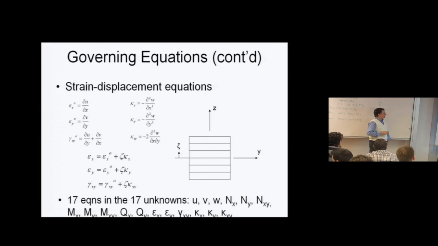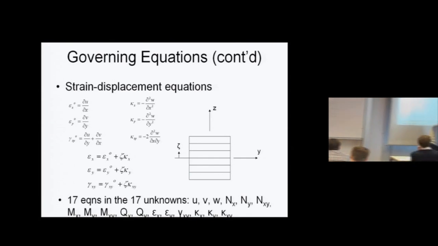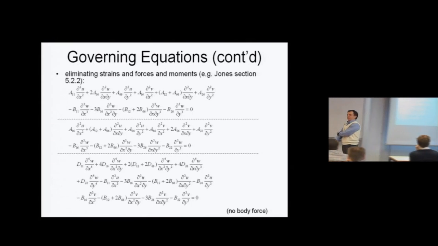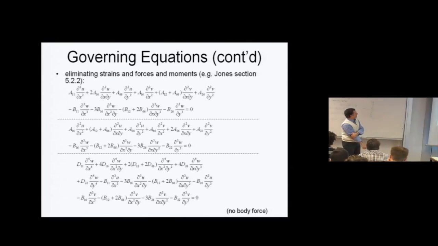And you have therefore 17 equations in 17 unknowns: the 3 displacements, the 6 forces and moments, the 2 out-of-plane shear forces, and the 6 strains, 3 strains and 3 curvatures. So the whole idea is to solve those, and if you eliminate as many of the unknowns as you can, you will arrive at the 3 governing equations of anisotropic elasticity in terms of displacements U, V, and W.